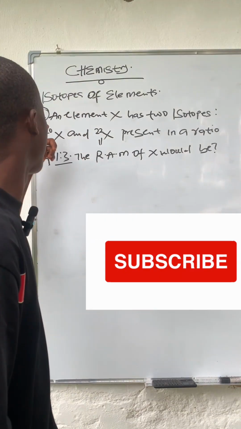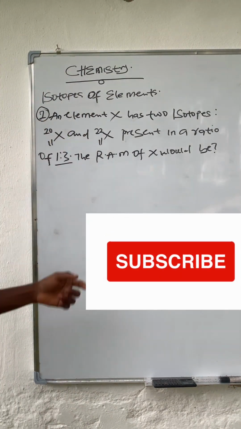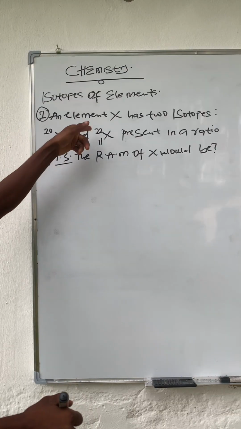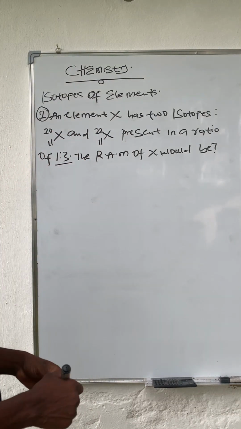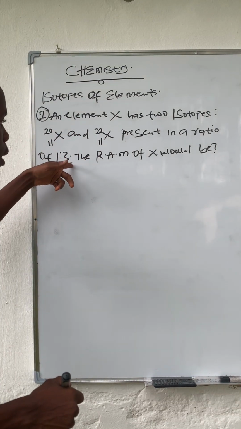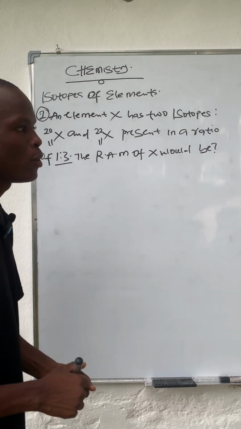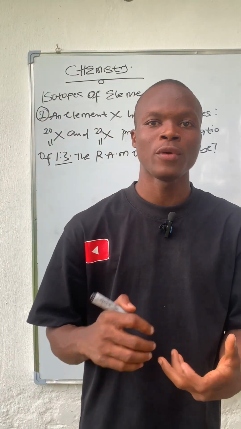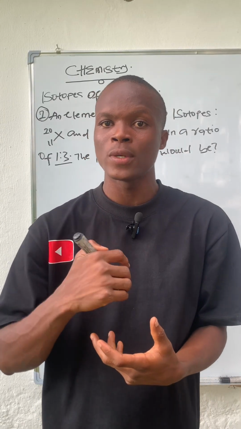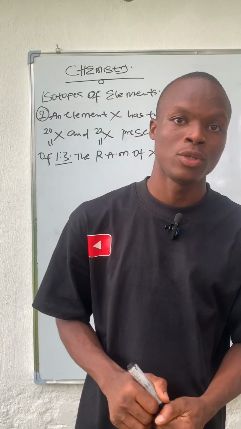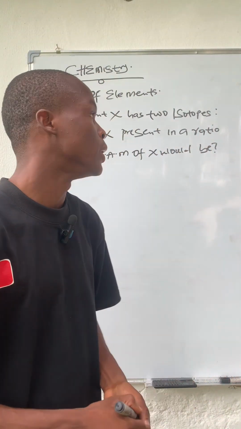Let's read question number 2. An element X has two isotopes, 20 and 22, present in a ratio of 1:3. The relative atomic mass of X would be. Now, when reading any question, if you are a student, just try to understand it because that's the first step to take. I know you understand the question we read now.